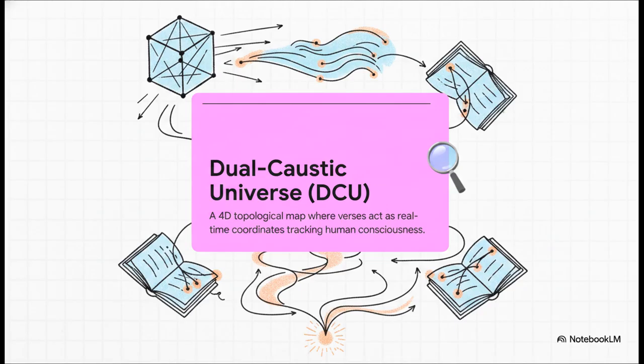Basically, it's a 4D topological map where every single verse is not just a sentence you read, it's a real-time coordinate. And these coordinates track what's called the active escape sequence of human consciousness. You aren't just a passive reader here. You are actively navigating a coordinate system that is specifically designed to guide your consciousness right back to its source.